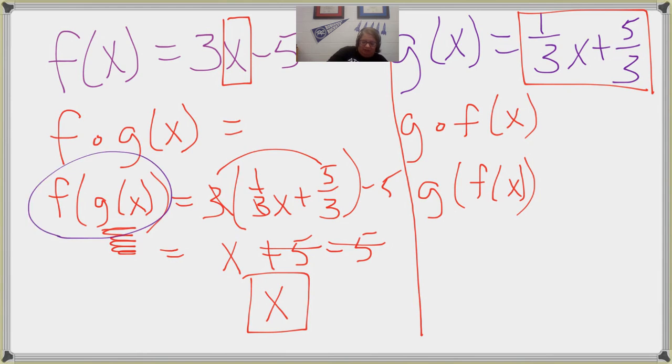We did f of g of x. Now we're going to do g of f of x. So start inside the parentheses here and you have f of x. What is f of x? F of x is 3x minus 5.